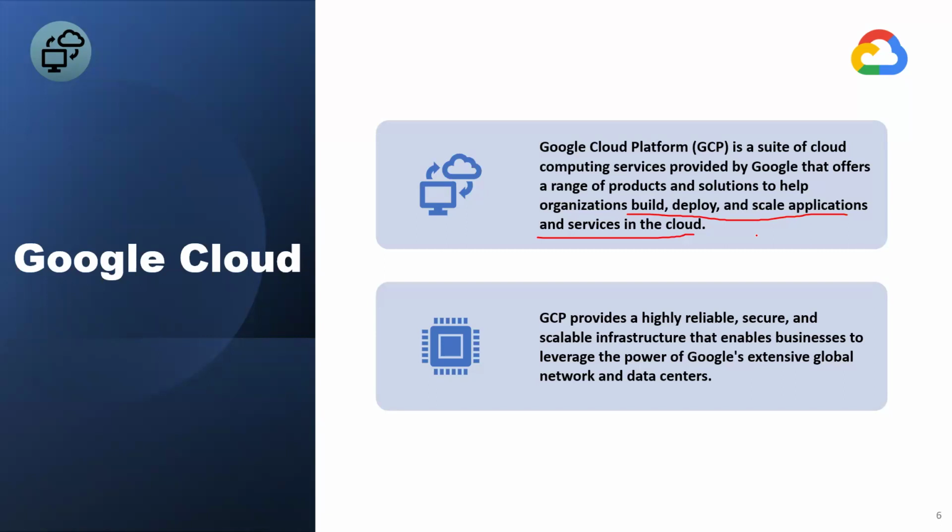One of the cloud providers is Google Cloud Platform. It provides you cloud computing services. Those services are very useful for organizations to build, deploy, and scale the services in the cloud. Google Cloud Platform is highly reliable and secure, and it provides infrastructure that enables organizations to use Google's extensive global network and data centers for their data processing, data storage, data modeling, and all other things.